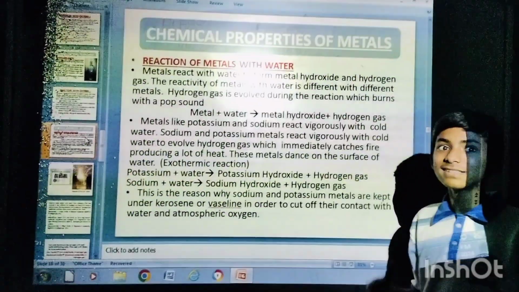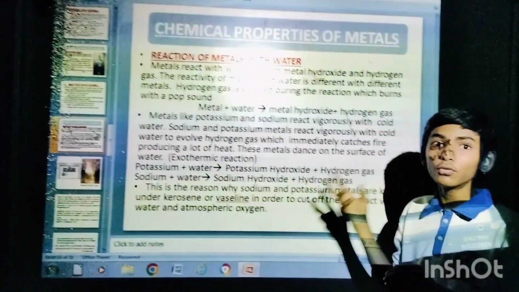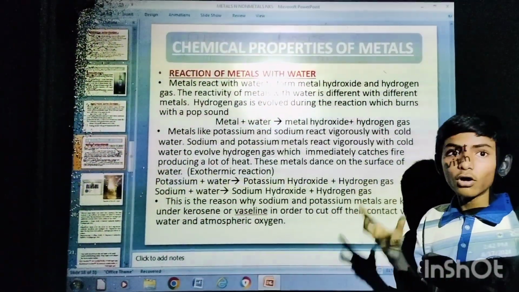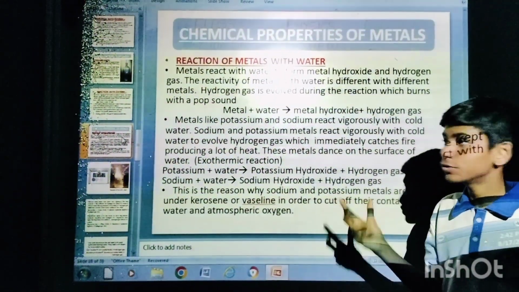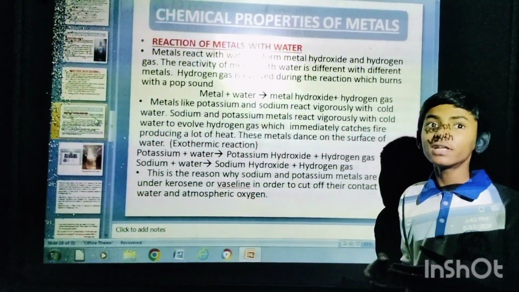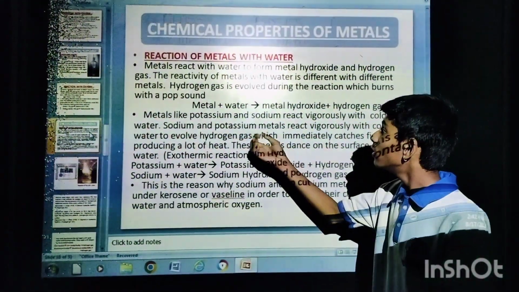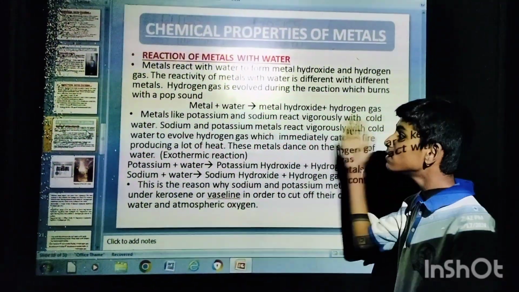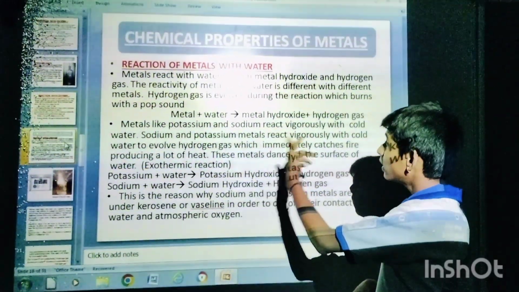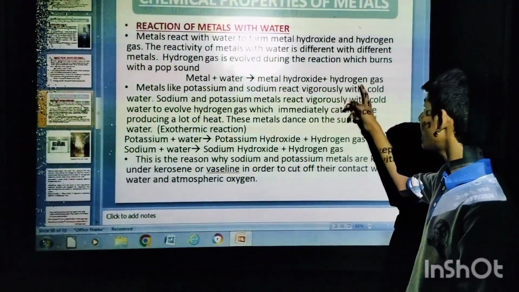We know that metals are of many types and the reactions are also of many types. If the water is cold, the hydroxide will be released, and if the water is hot, then hydrogen gas is produced. Hydrogen gas is evolved during the reaction, which burns with a pop sound. So metal plus water gives metal hydroxide plus hydrogen gas.